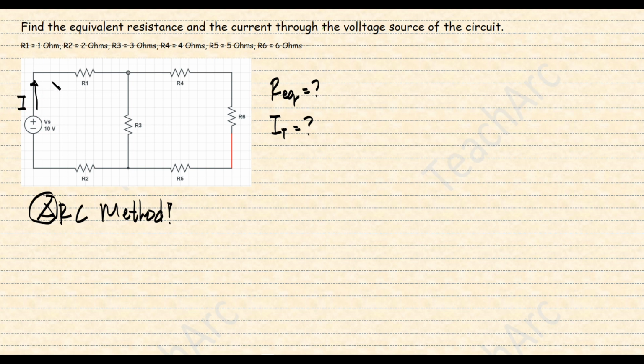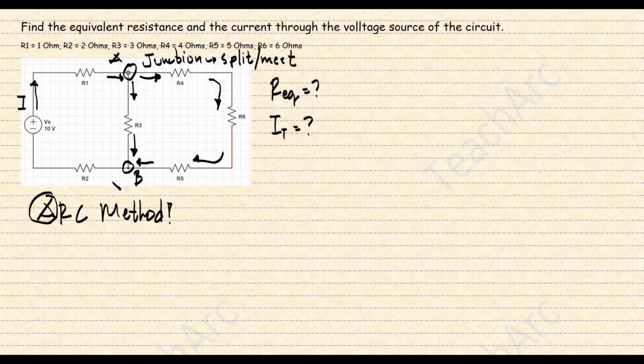To analyze the circuit, we need to trace the path of the current. We also need to identify the junctions in the circuit. These junctions are where the current will split or meet in the circuit. In this example, there are two junctions, junction A and B. Next step is to redraw the circuit.